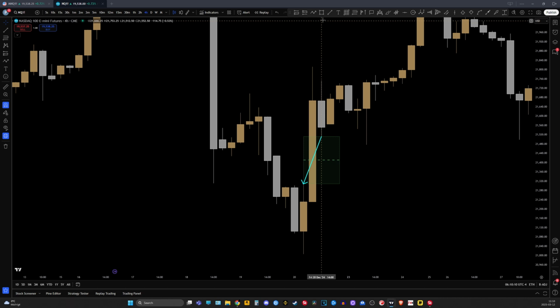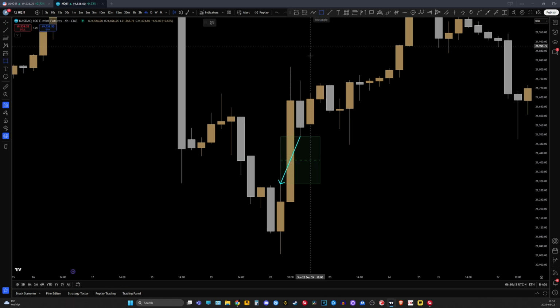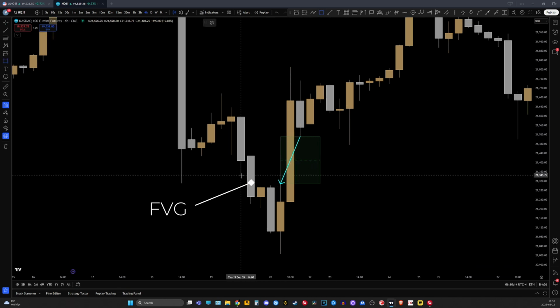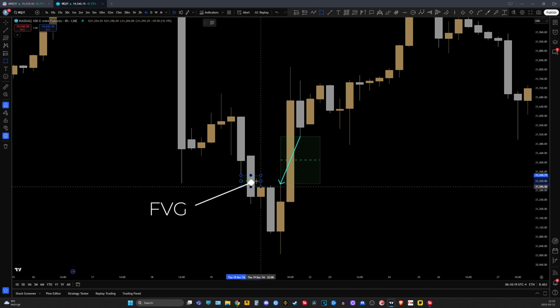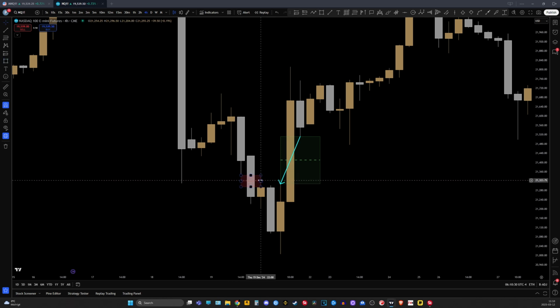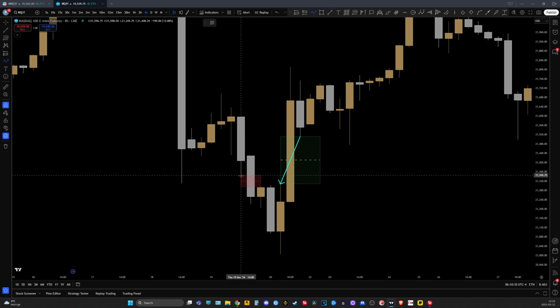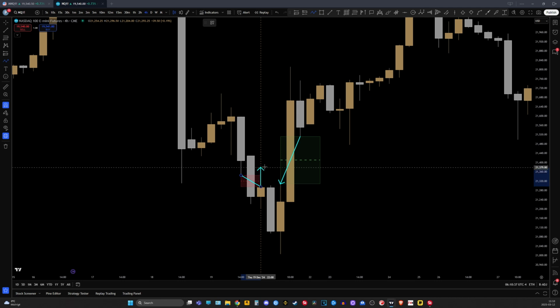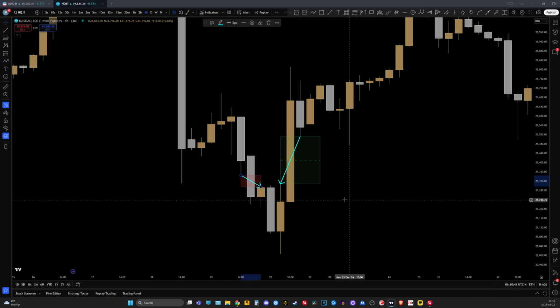Okay, so let me draw you another example. There's one right here. We go from the wick of the first candle, we go down to the third candle, and we draw to the wick of that. And there we have another fair value gap. Again, there is a gap between the first candle's wick and the third candle's wick. And that's what forms our fair value gap.